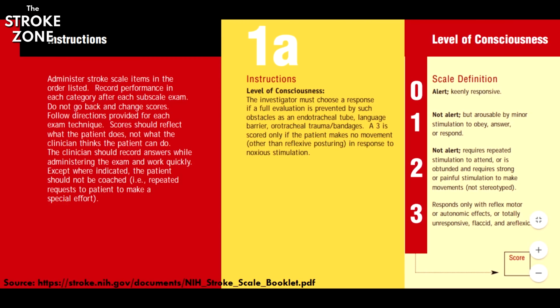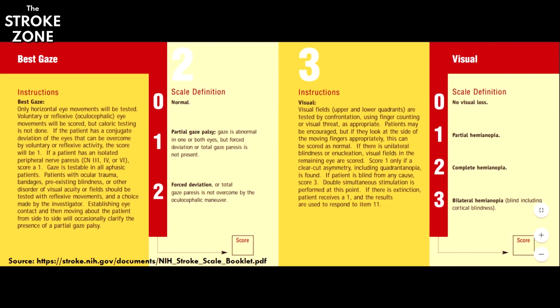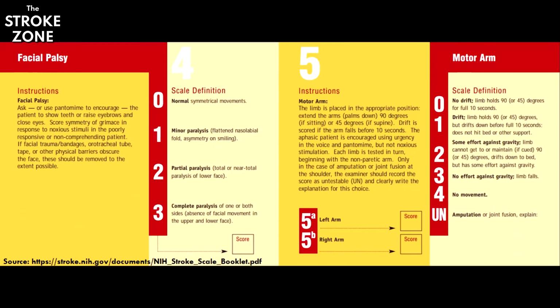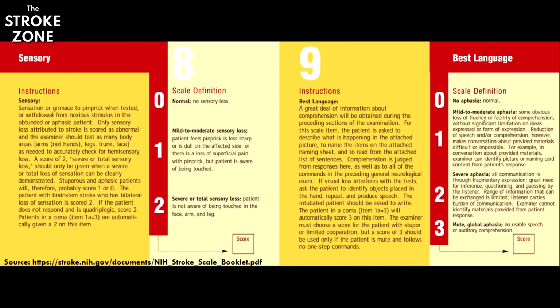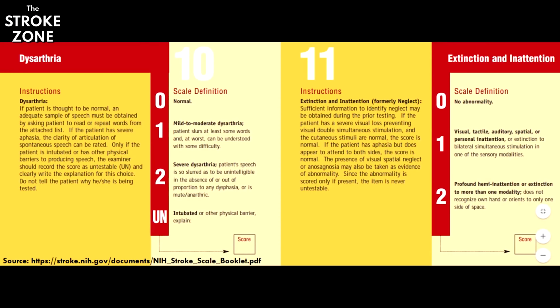as the patient's level of consciousness, their gaze, their visual, their facial palsy, motor function of extremities, sensory, best language, dysarthria, and extinction/inattention. And the scores range from 0 to 42, with 0 being no stroke symptoms at all, and the worst score is 21 to 42, with that being severe stroke symptoms.